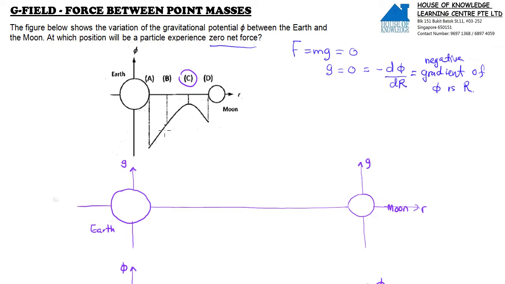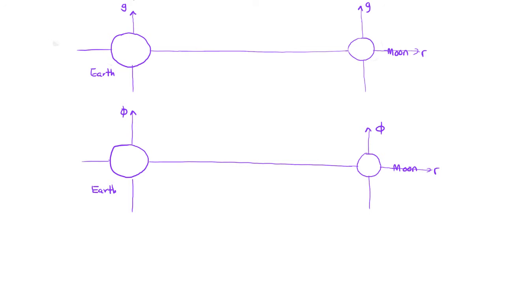In this case, which part of the gradient is 0? Obviously, at point C, the gradient is 0, right? So like that, you can solve the problem. But I would like to extend your understanding in terms of the graphical view of the strength and the potential. How do we draw the g versus R graph due to the Earth? Let's forget about the moon. Just cover the moon, forget about it.